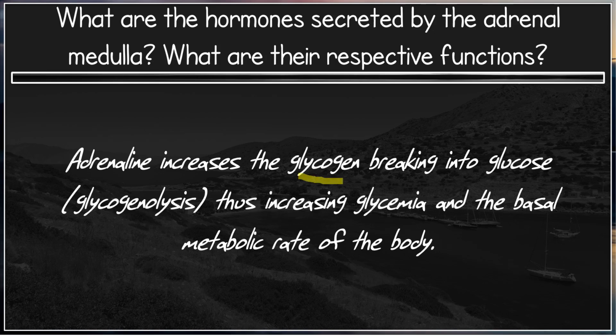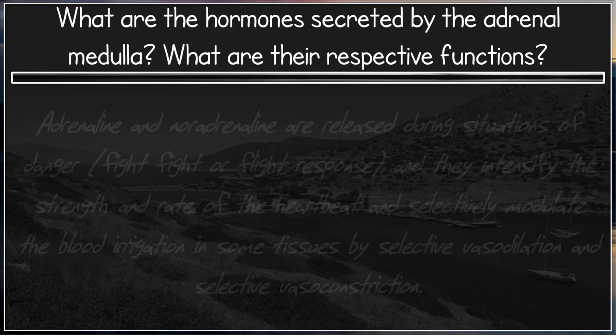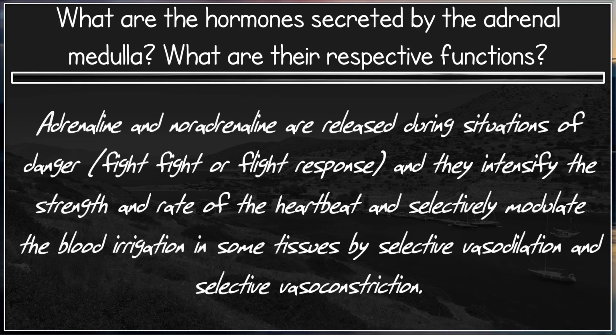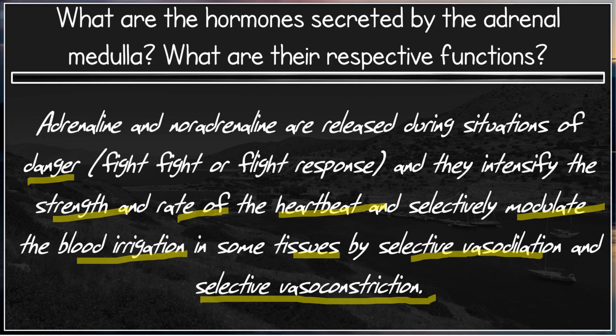Adrenaline increases glycogen breaking into glucose, glycogenolysis, thus increasing glycemia and the basal metabolic rate in the body. Adrenaline and noradrenaline are released during situations of danger, that is, the fight or flight response. They intensify the strength and the rate of the heartbeat and selectively modulate the blood circulation in some tissues by selective vasodilation and selective vasoconstriction.